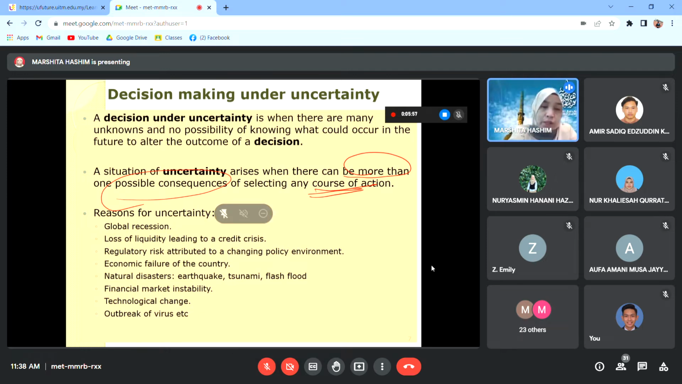Reasons for uncertainty may be due to global recession, loss of liquidity which leads to credit crisis, regulatory risk attributed to changing policy environments of the company or maybe of the country, economic failure of the country, natural disasters such as earthquake, tsunami, flash flood, financial market instability, technological change, outbreak of virus.